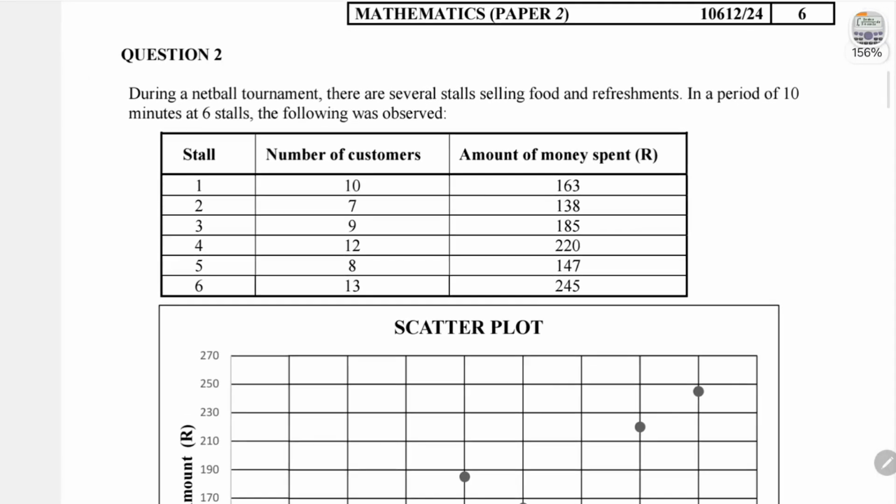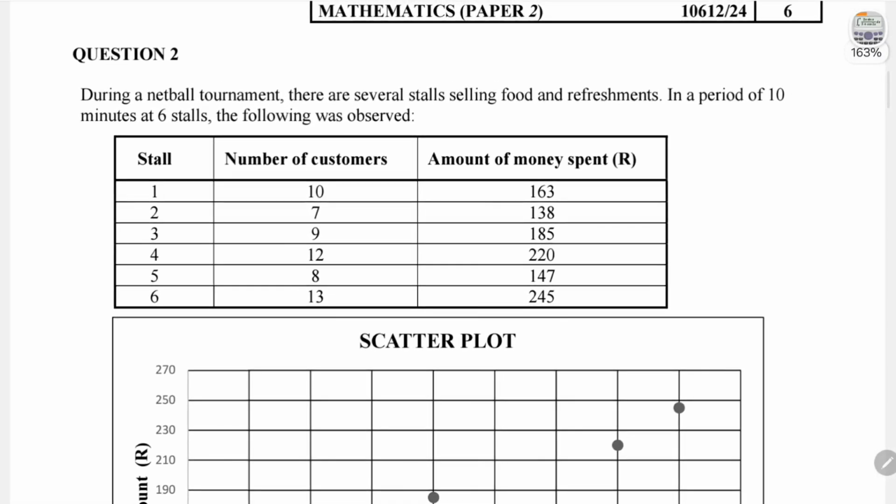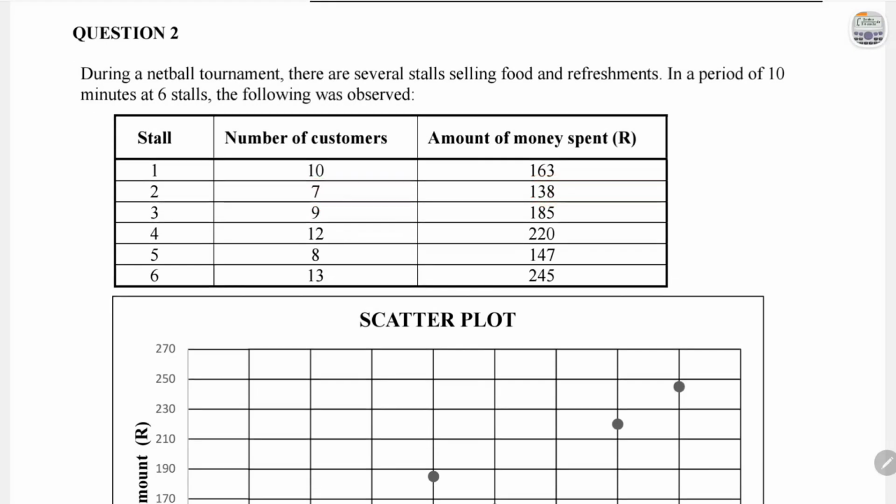Question 2 says, during a netball tournament, there are several stalls selling food and refreshments. In a period of 10 minutes, at 6 stalls, the following was observed. Okay, so they list the stall numbers, and we can see that in the first stall, there were 10 customers, and the amount of money spent was 163 Rand. And 7 and 138 and so on.